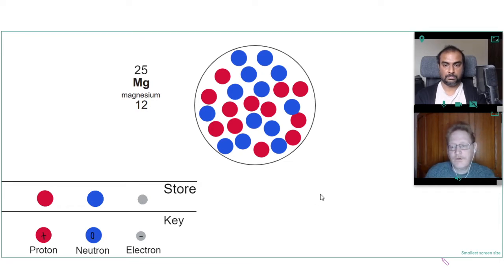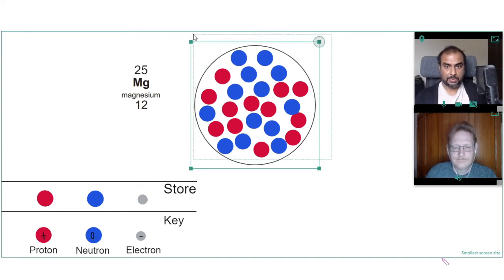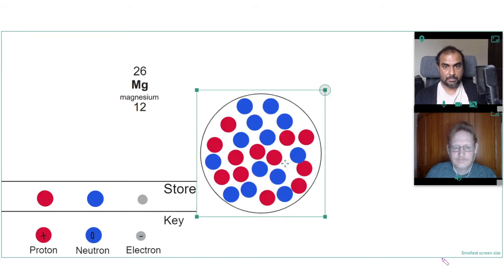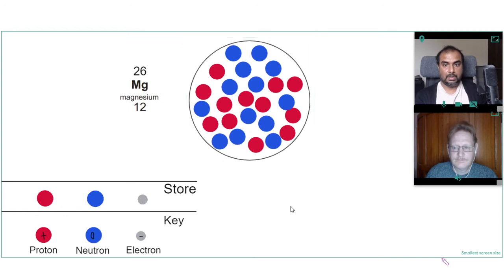So could you do the same again for magnesium 26? Great, so this time I'll make a copy of magnesium 25. Now, once again, compared to magnesium 25, magnesium 26 also has that one extra neutron. So I'm just going to drag that inside this nucleus. Let's put it there. Excellent. So we can see now that we've got two more neutrons than protons. So 14 neutrons and 12 protons, giving us the mass of 26 for magnesium 26.